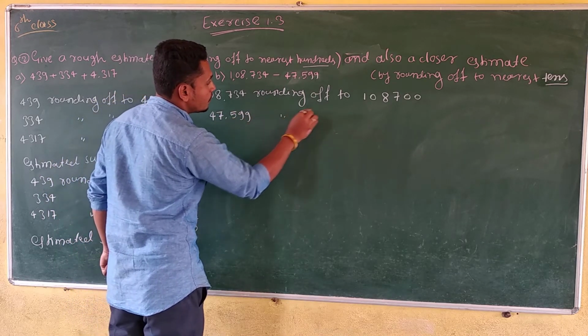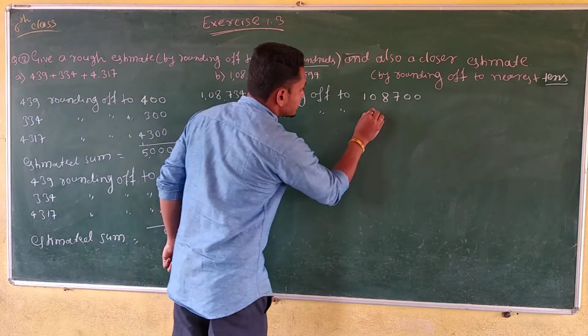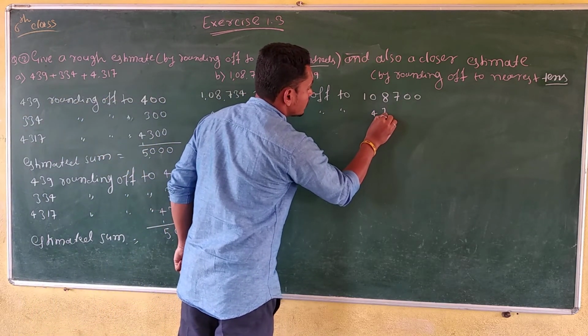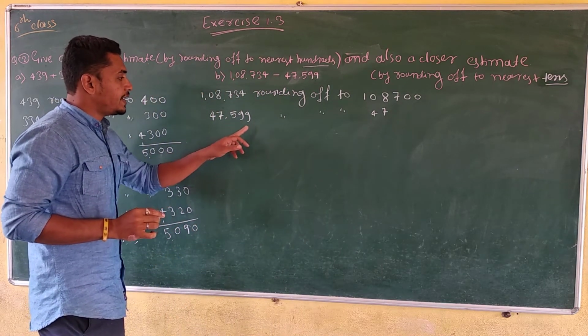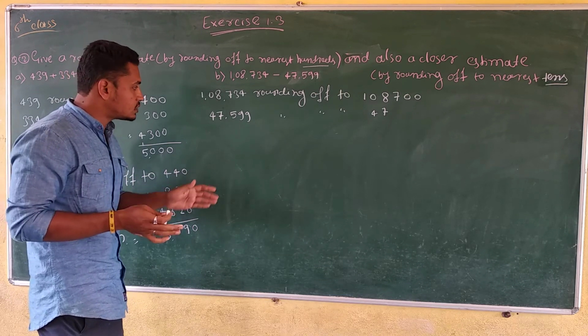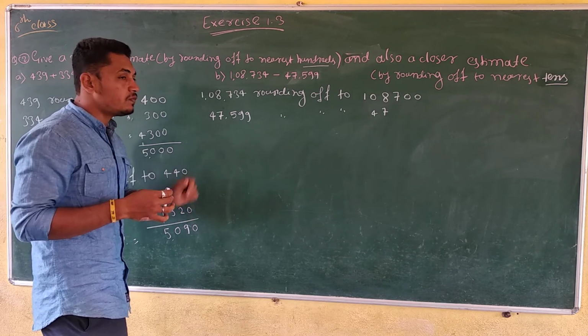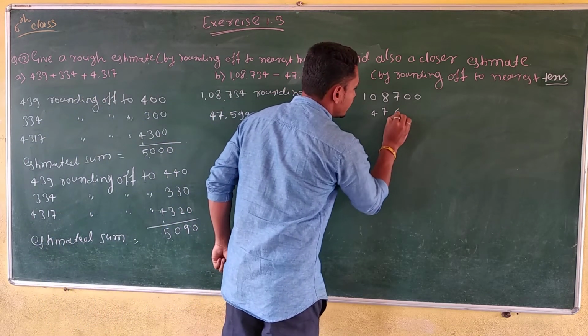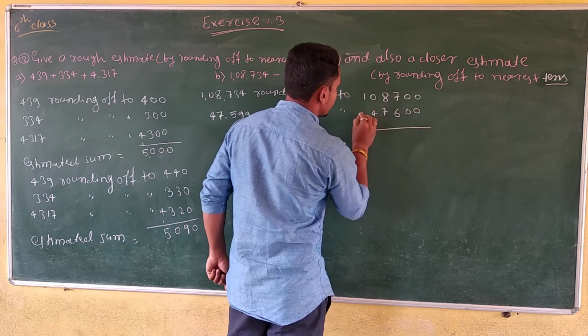47,599. Rounding up to 47,000 means 47 stays as it is. Next, 599: 99 is nearest to 100, right? So that's why the hundreds place value goes right next to 5. After 5, 6. Okay, the next two digits will be 0, 0.